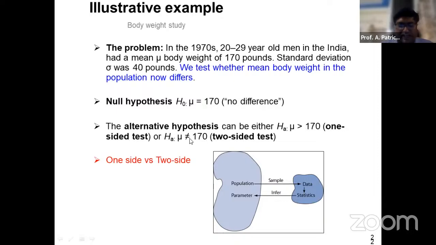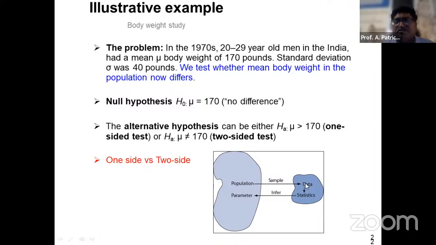Now look at these words very carefully. Students, even at an MBA level, get confused about what is a directional test and a non-directional test, or what is one tail and what is two tail. When I use a greater than or less than sign, I call it directional, a one-sided or one-tail test. When I use a not equal to symbol, it can be less than or greater than 170. So I say it is a two-sided test.